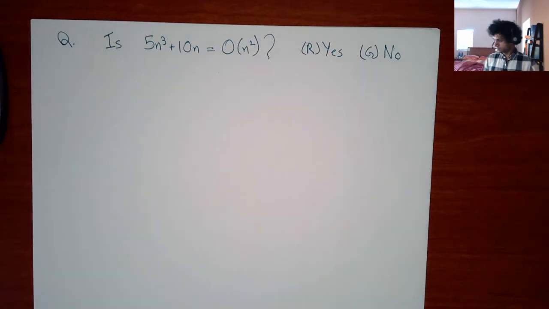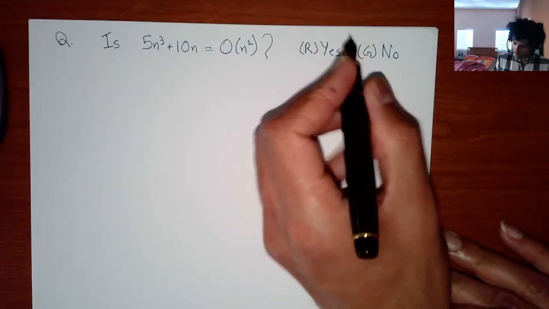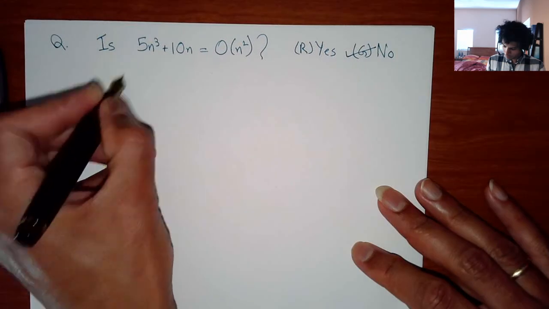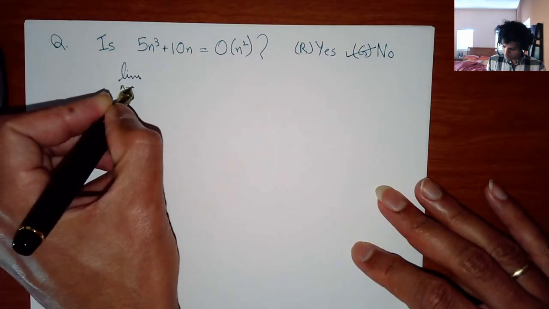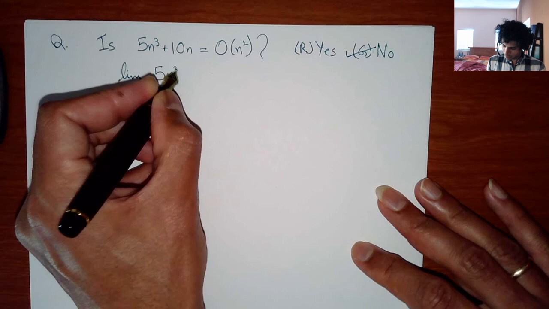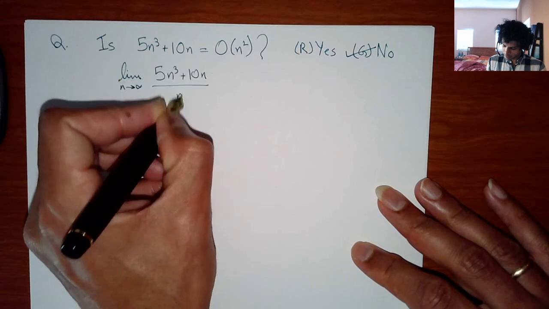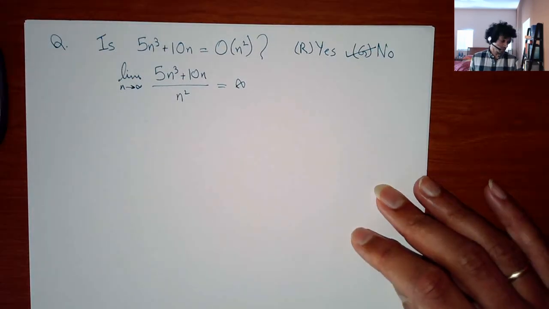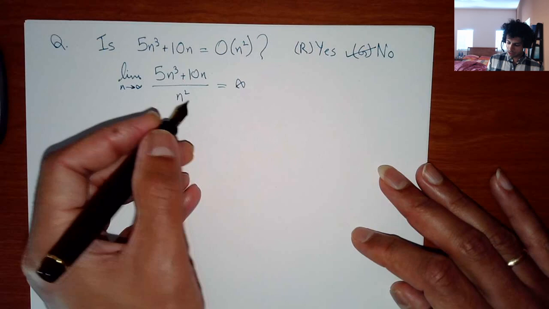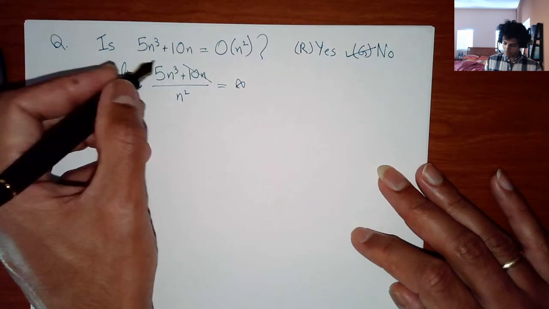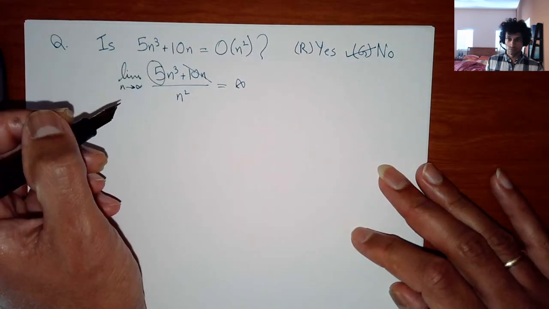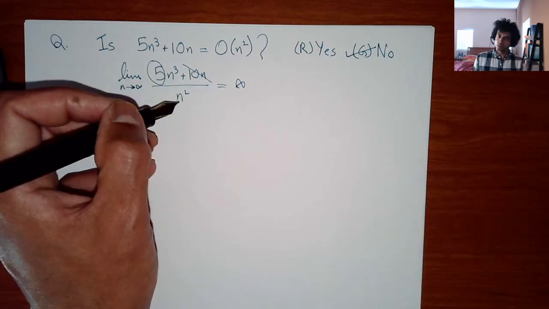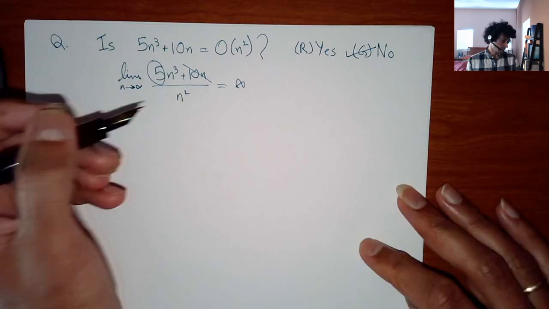Okay, so the answer is no, which most of you got. And that's because if you take the limit as n goes to infinity of 5n cubed plus 10n divided by n squared, then this limit is infinity, which is not less than infinity. So you may have observed that when you take this limit, this part doesn't matter, and this constant doesn't matter either. What matters is the fact that this is n cubed and this is n squared. And the cube dominates the square, and therefore the limit is infinity, so it's not O.